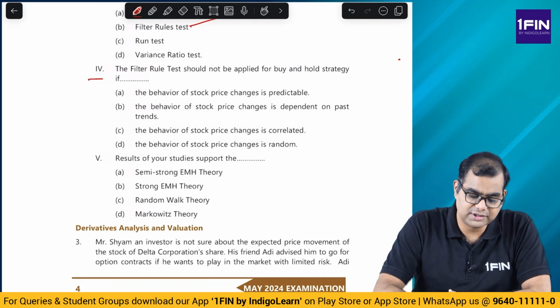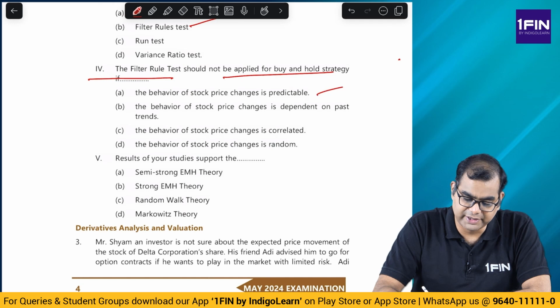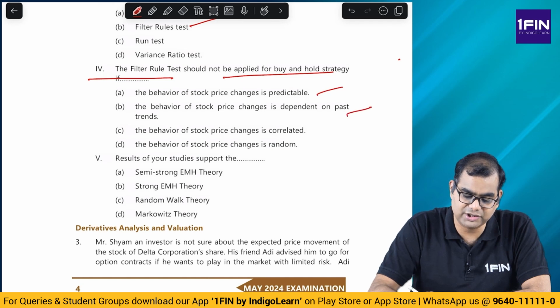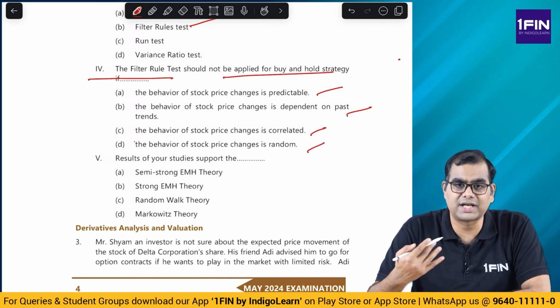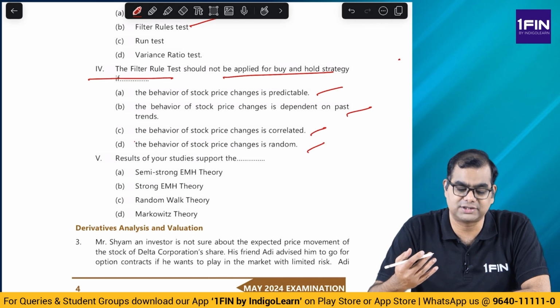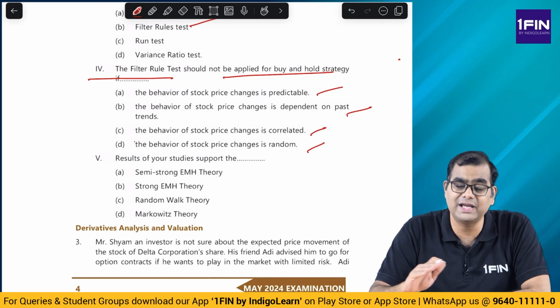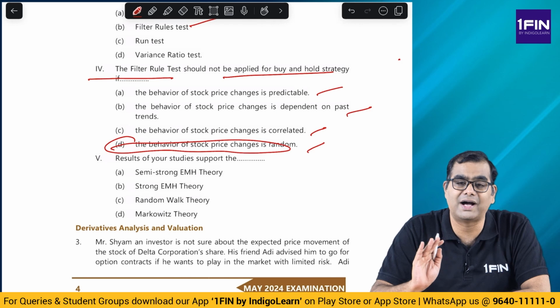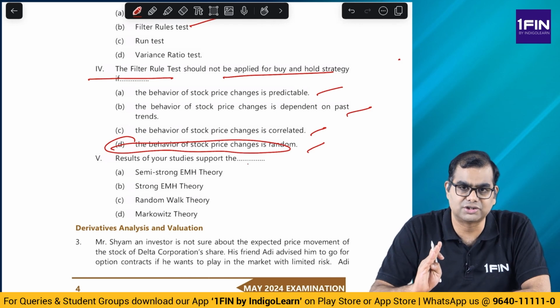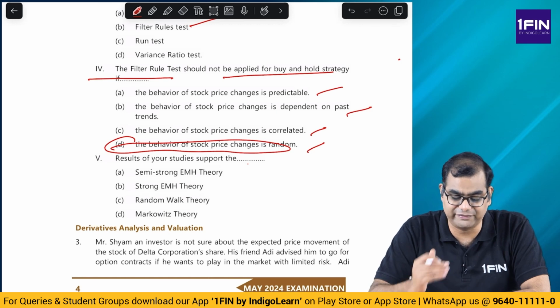So, 4th question, friends. The filter rule test should not be applied for buy and hold strategy when behavior is predictable, behavior is dependent on past trends, price changes are correlated, or price changes are random. When price changes are random, this kind of a filter rule test, or where you do a buy and hold and sell kind of a strategy, will not work. So, the answer is the behavior of stock price changes is random. Answer is 4. When that kind of stock changes happen, then this particular test will actually fail.